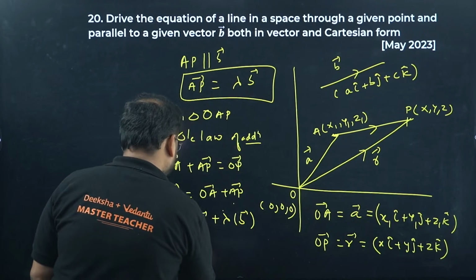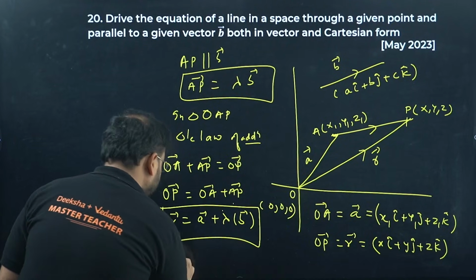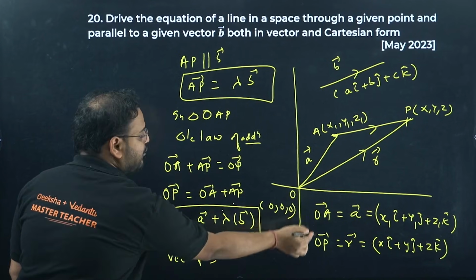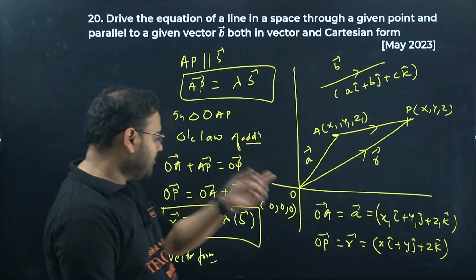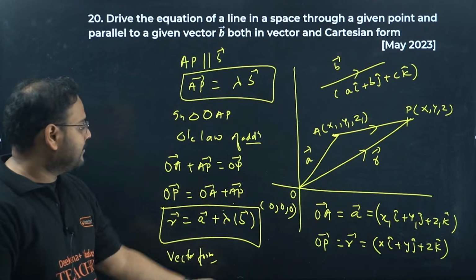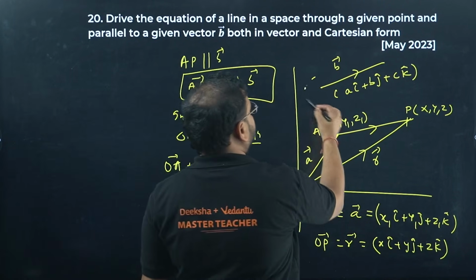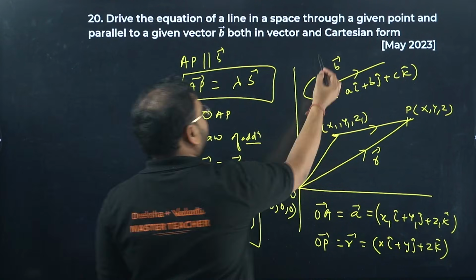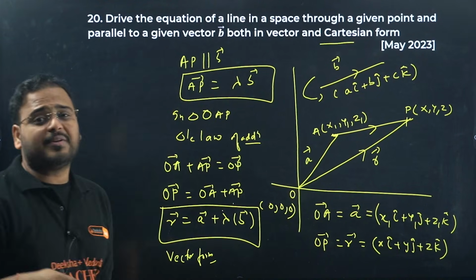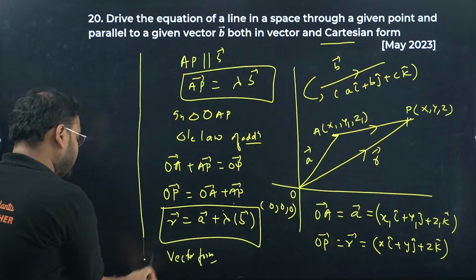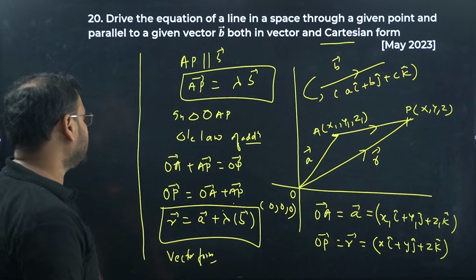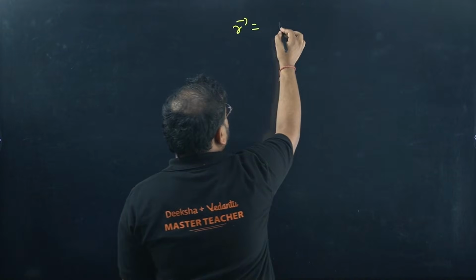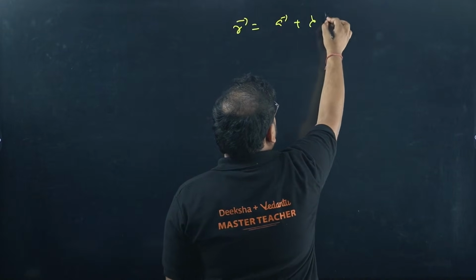Now this is your vector form. We can put the values of OA and OP, basically A and R, from there, and B from this. This is your vector B. Got it? The vector form is clear, but they're asking us for both vector and Cartesian form. This is a common question, repeats almost every year. So how to write the vector form? Vector R is given as vector A plus lambda vector B.